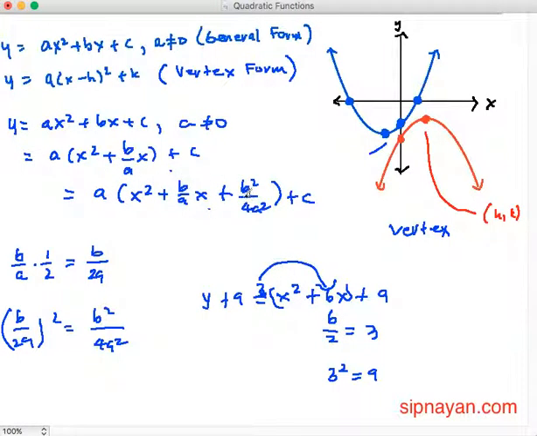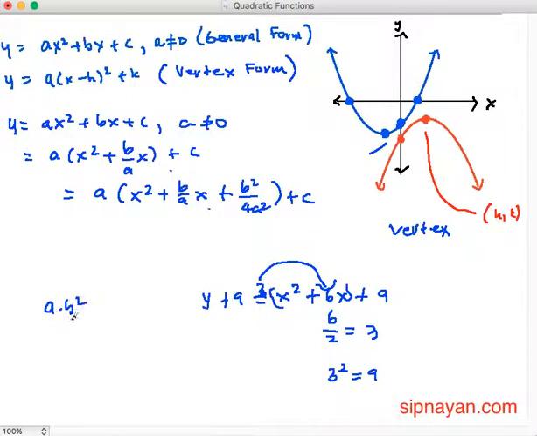So, a times b squared, distribute natin to, magiging a times b squared over 4a squared. Diba? So, kung ano man yan, ang result dito, yan ang i-add natin sa y. Add natin sa y. So, y plus b squared over 4a.